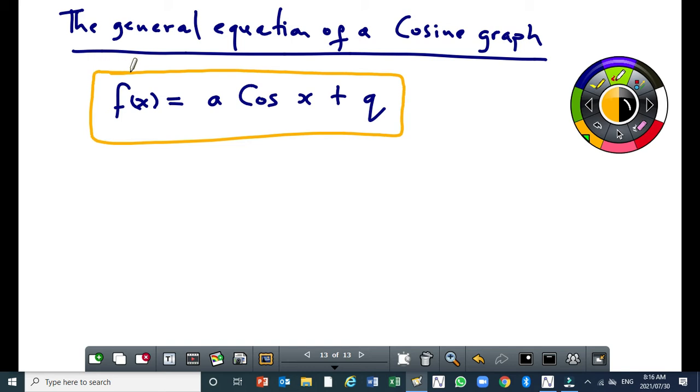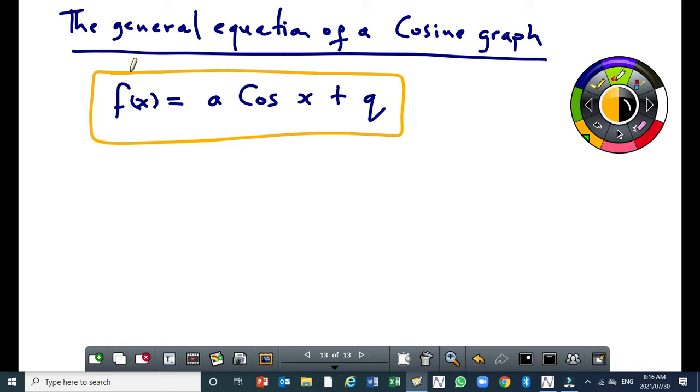Right. I've already defined what A is, what Q is. Okay? The A, it determines the amplitude. When it's positive, it's equivalent to the amplitude. When it's negative, you just convert that negative to a positive value, then that will be your amplitude. And then Q, it is a value which determines the vertical shift, right? And I defined that already. If Q is positive, then the graph moves up. If Q is negative, the graph moves down, right?